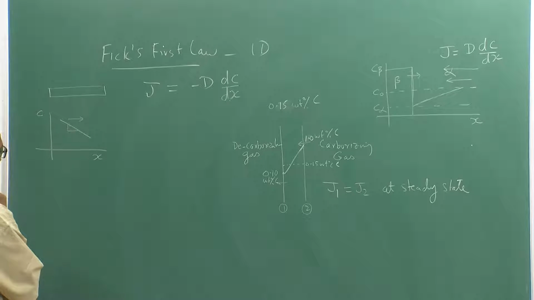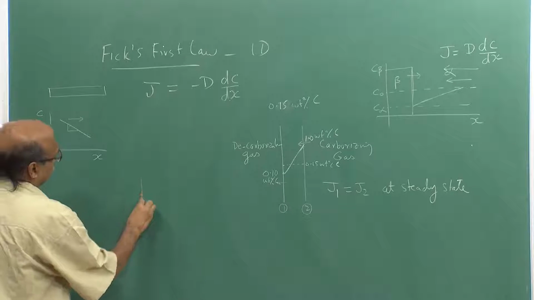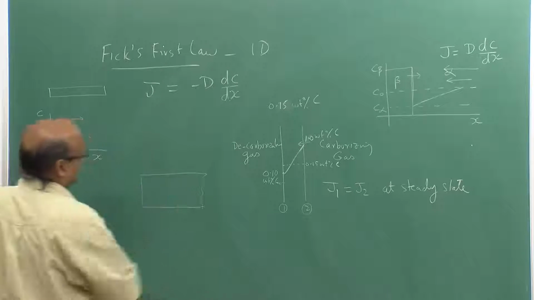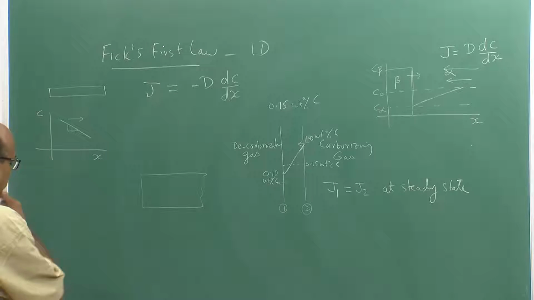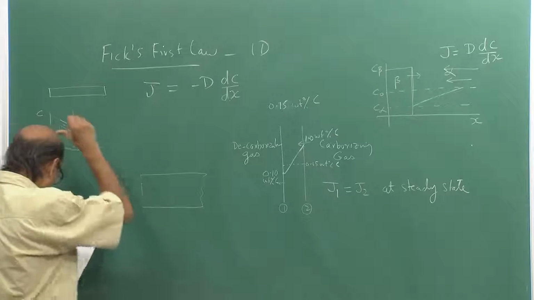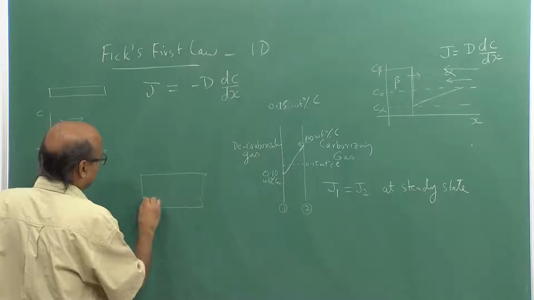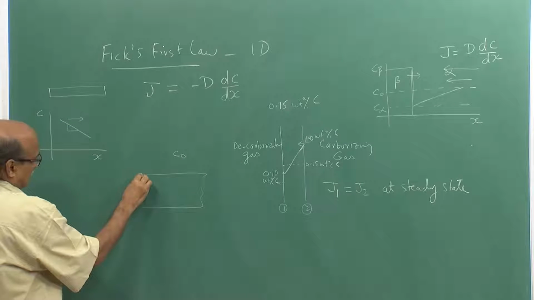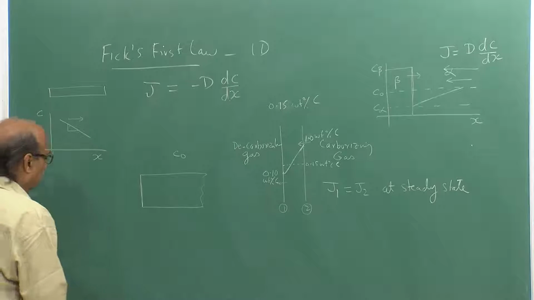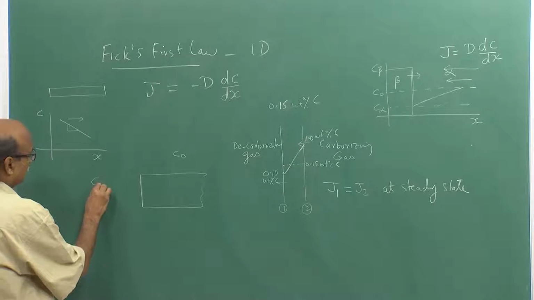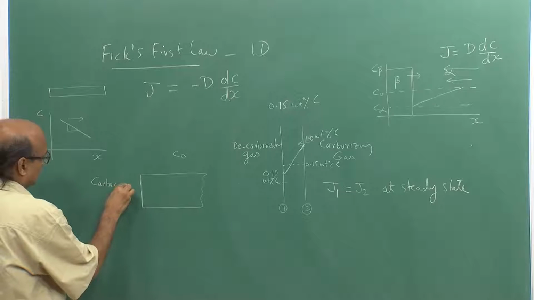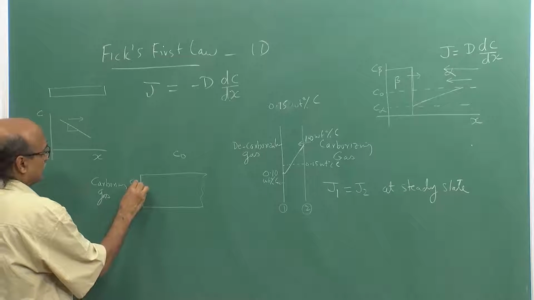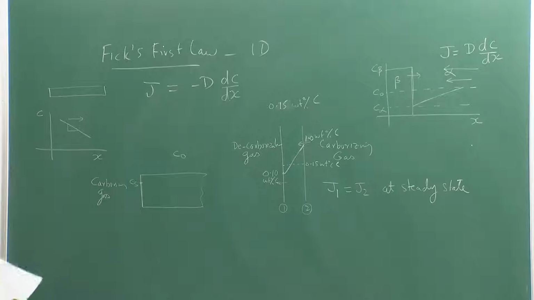Now consider another situation where I have a long rod, let us say of mild steel, again of some concentration C0. Now this surface of this rod is exposed to a carburizing gas such that the surface concentration is maintained at Cs.